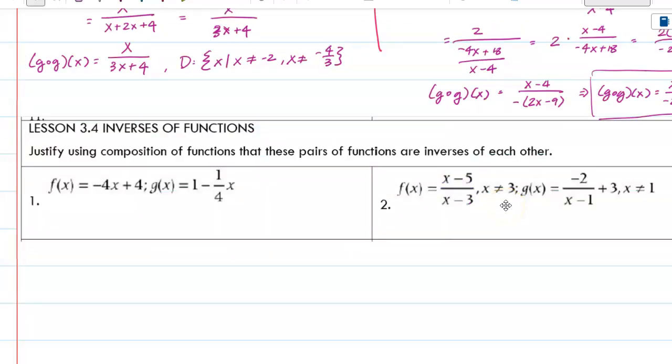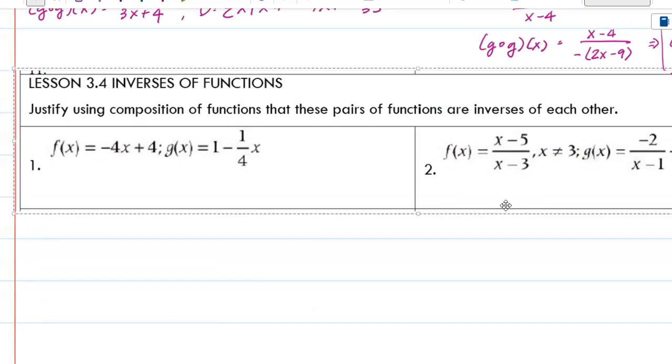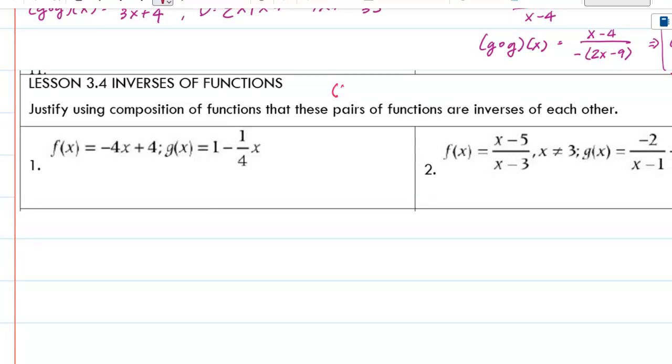Justify using composition of functions that these pairs of functions are inverses of each other. In order to prove that they are inverses of each other using composition of functions, you have to prove that f of g of x equals x and g of f of x also equals x. You have to prove both. Okay?